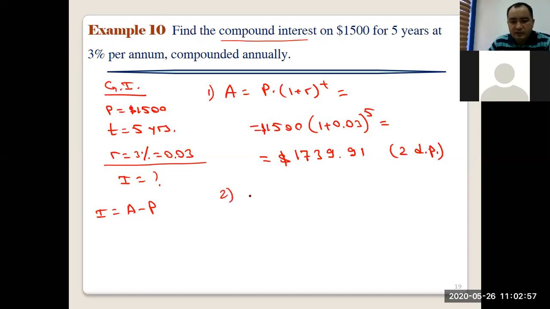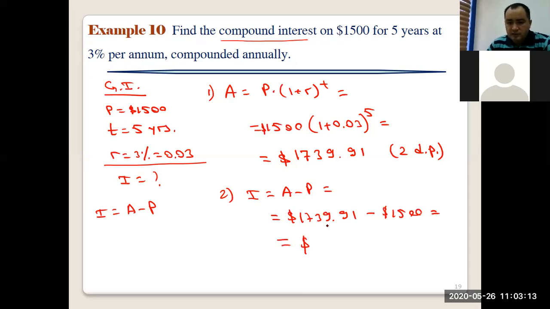Okay, that is our first step. And second step, the compound interest is amount minus principal, which is equal to 1739.91 minus 1,500. Which is equal to how much? It is 239.91. Right? So that is the compound interest that money earns. When you put this money into the bank for 5 years at the rate of 3%, compounded annually.